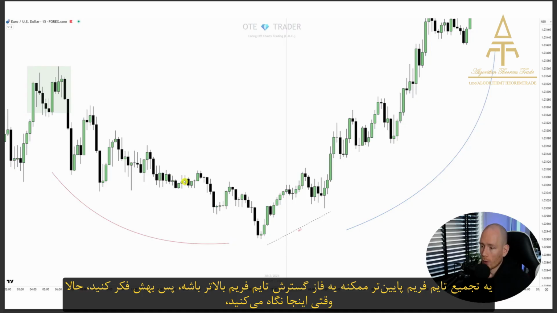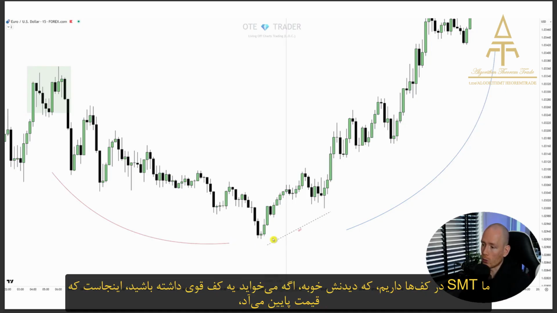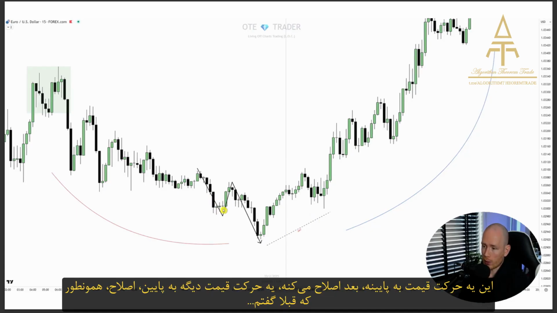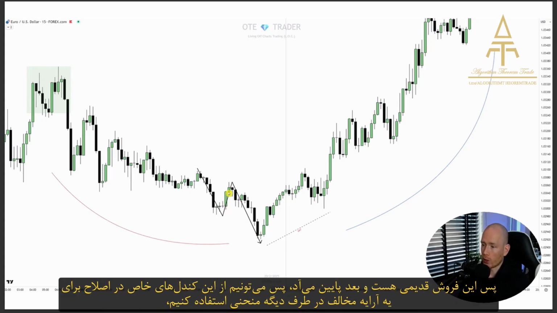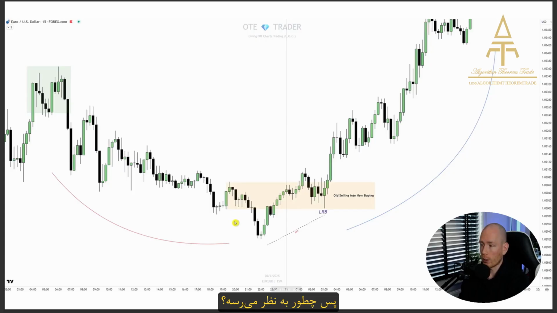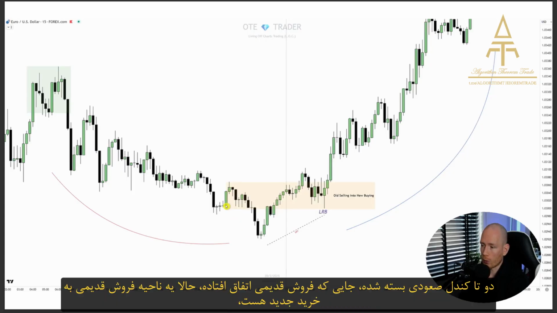So think about that. Now, when you look over here, we've got SMT on the lows, which is nice to see if you want to have a strong low. This is where price dips down. This is a price leg down. Then it retraces, another price leg down. The retracement, like I explained earlier, this is where old selling and old buying happens, right? So this is old selling and then drops down. So we can use these specific candles in the retracement for an opposing array on the other side of the curve. So what does that look like? Two up close candles where old selling happened is now an old selling into a new buying area.